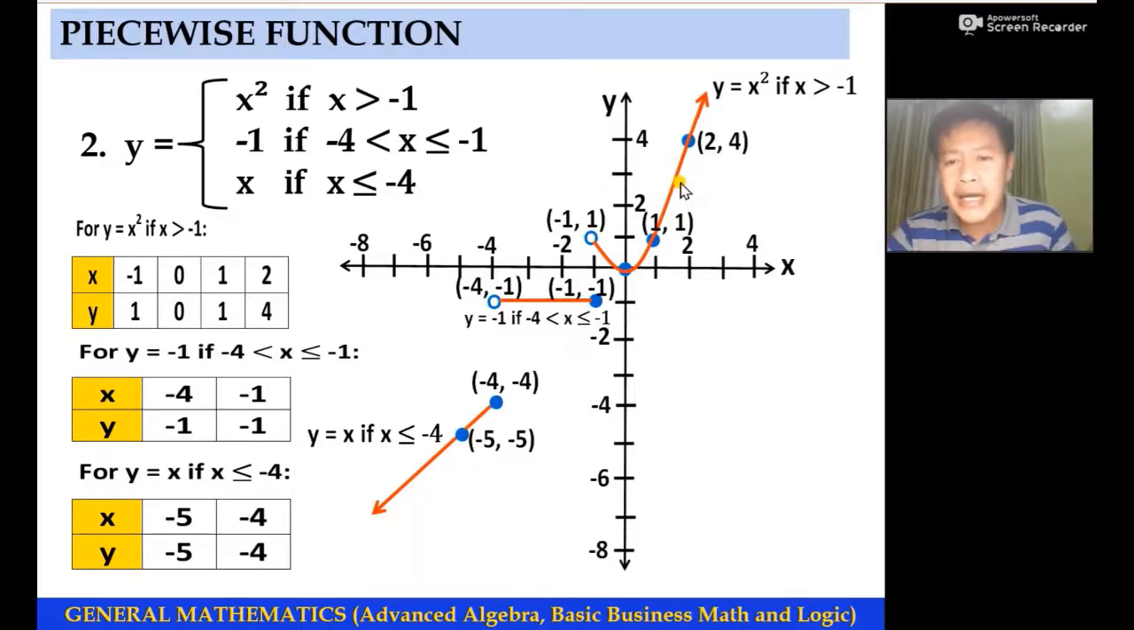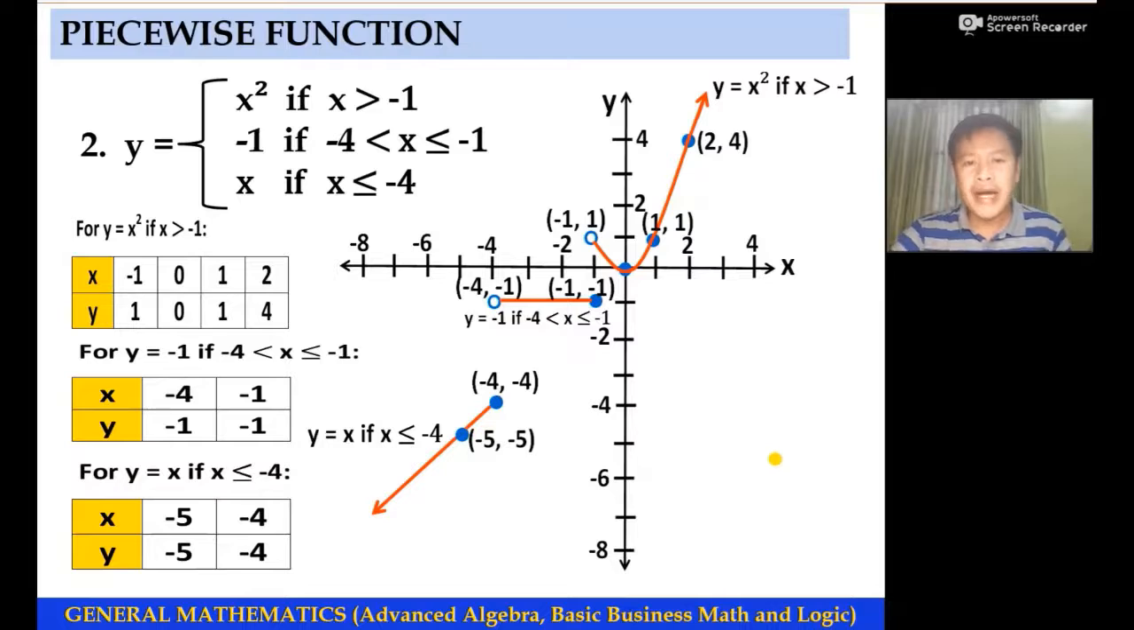Take note, in each subfunction, you are going to specify its equation together with the domain. And we have also here, y is equal to negative 1 if x is greater than negative 4 and x is less than or equal to negative 1. This is a horizontal line with limited domain values of x. And this is y is equal to x if x is less than or equal to negative 4. Actually, all of the functions being given as a part of our piecewise function are just basic functions.